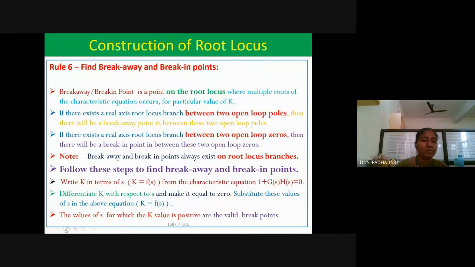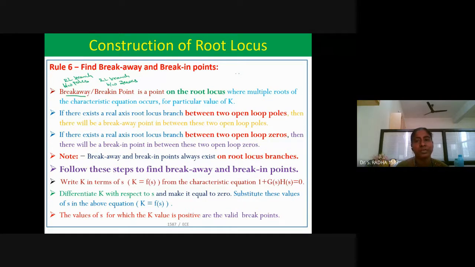And this will come only when a root locus branch exists between poles or between zeros. If a root locus branch exists between poles, we have to calculate the breakaway point. If a root locus branch is between zeros, then we have to calculate the break-in point.